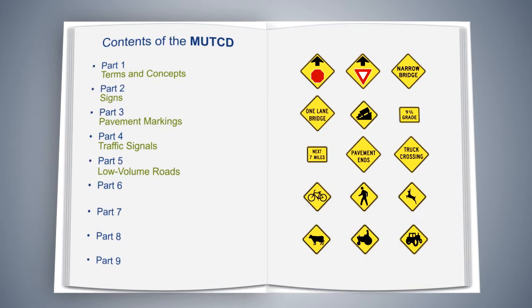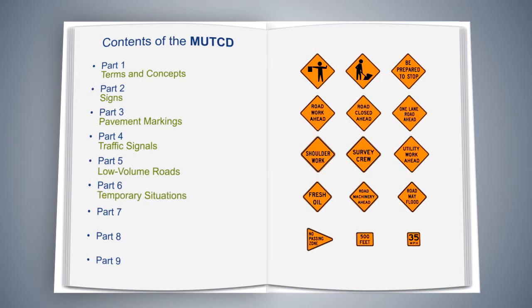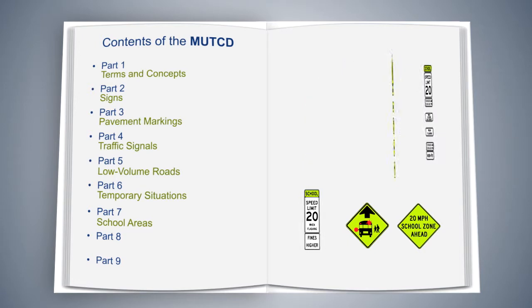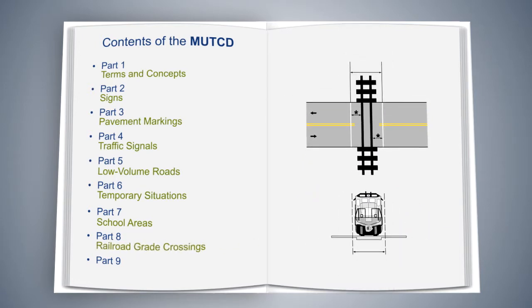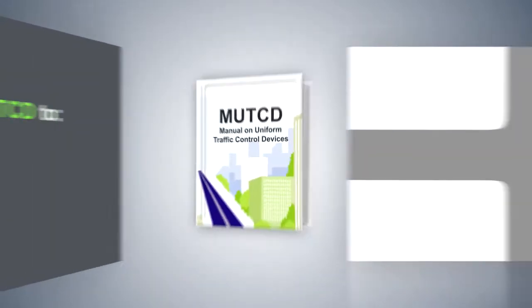Specifically, Part 5 addresses low-volume roads. Part 6 describes temporary situations like work zones or special events. Part 7 examines school areas. Part 8 highlights railroad grade crossings. And Part 9 covers bicycle facilities.